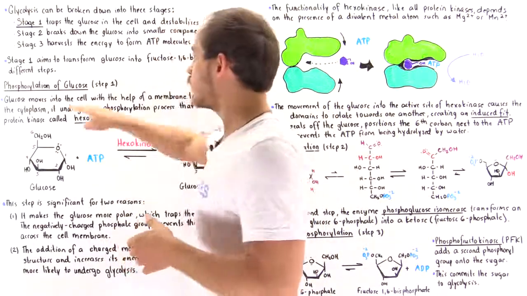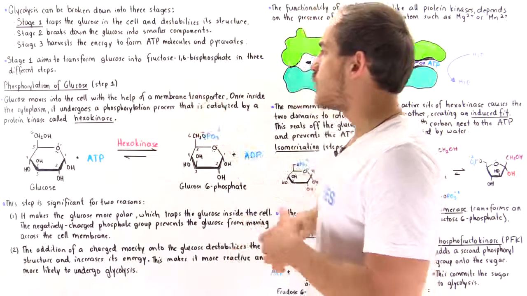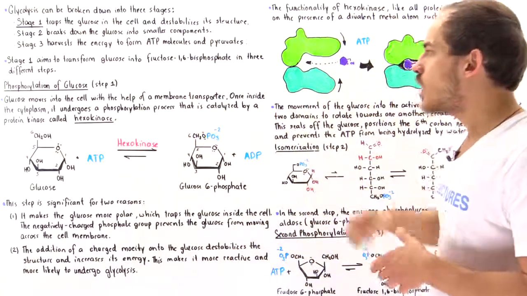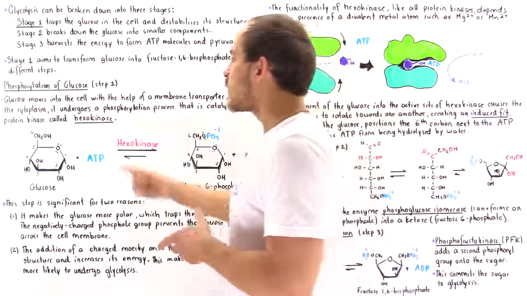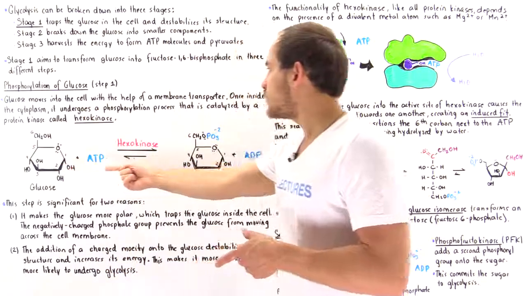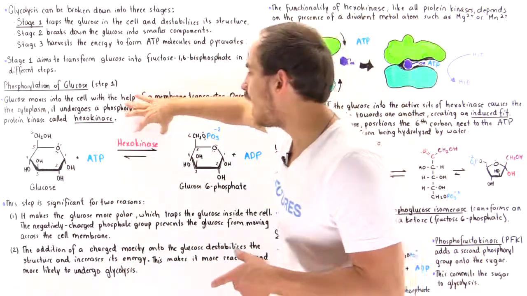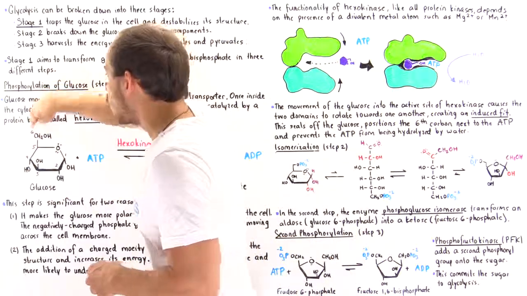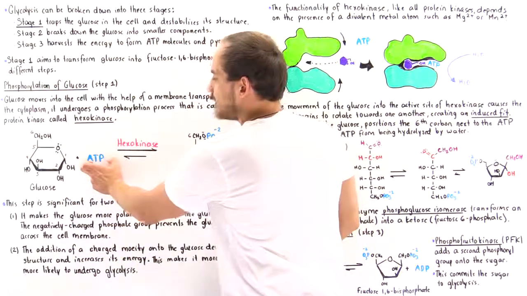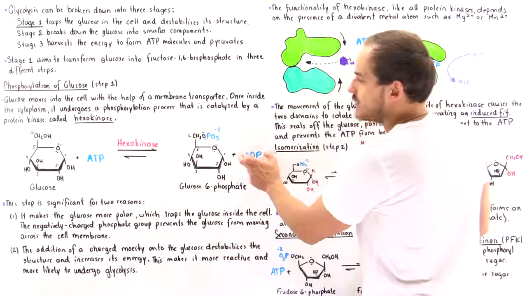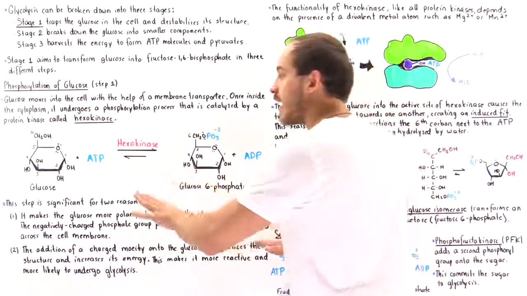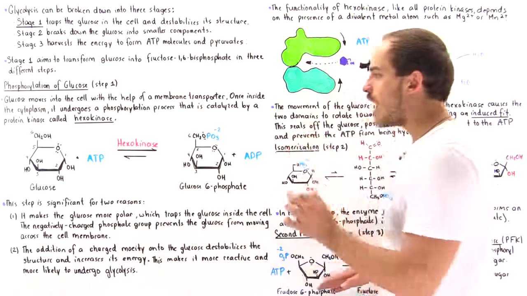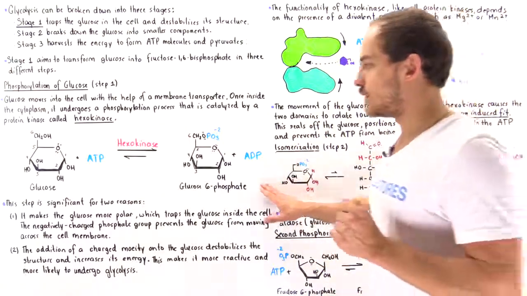So once again, glucose moves into the cell with the help of a membrane transporter. Once inside the cytoplasm, it undergoes a phosphorylation process in which hexokinase adds a phosphate group, a phosphoryl group, onto the 6th carbon by taking it away from ATP, and we also form the ADP. So actually this step requires energy, requires an ATP molecule.